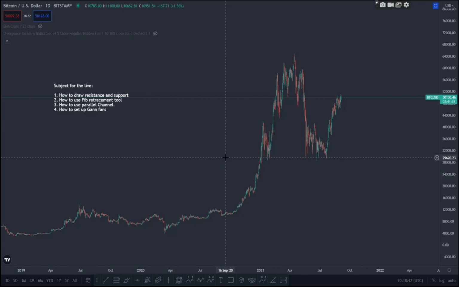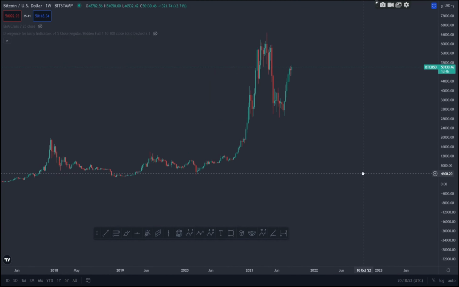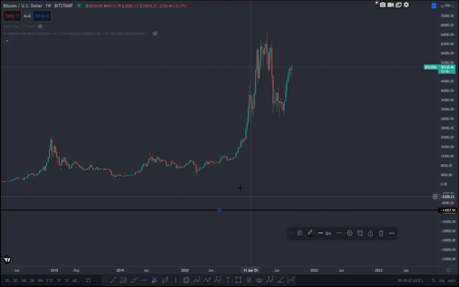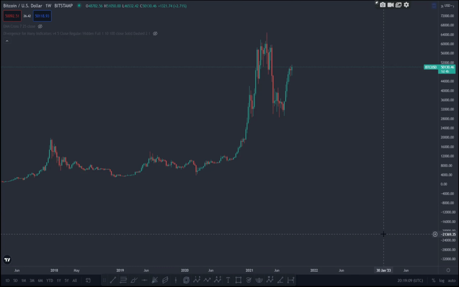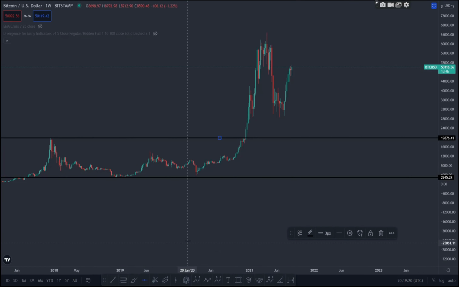First, we start with the resistance and support lines. The time frame is the weekly, and you can also start on the monthly, but the weekly is fine as well. I take the horizontal line and place it where I think the price has trouble going through. So break the resistance or break the support, like this.